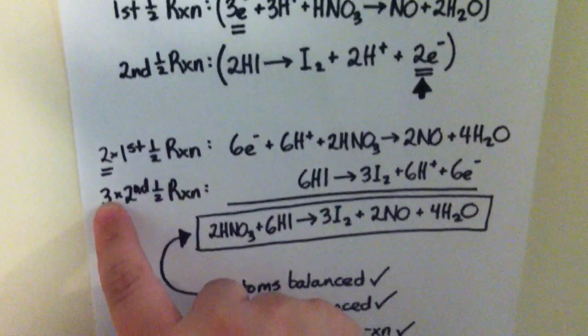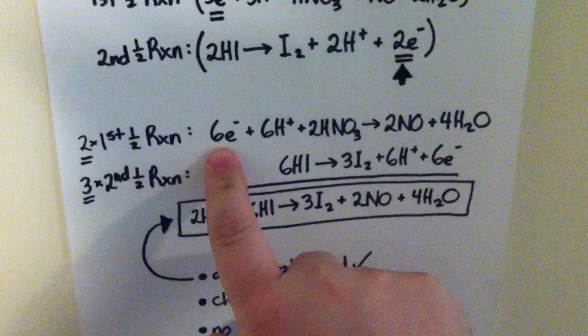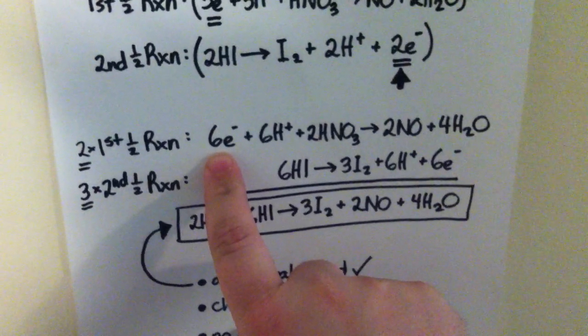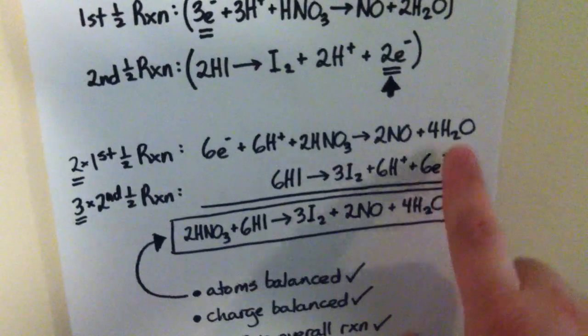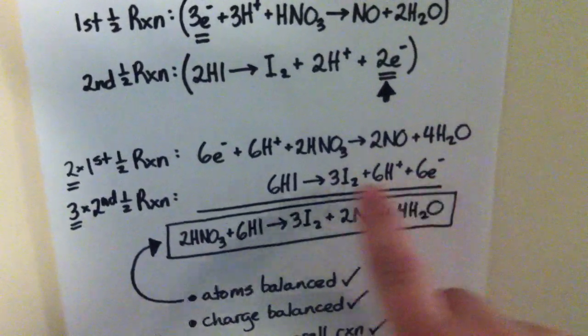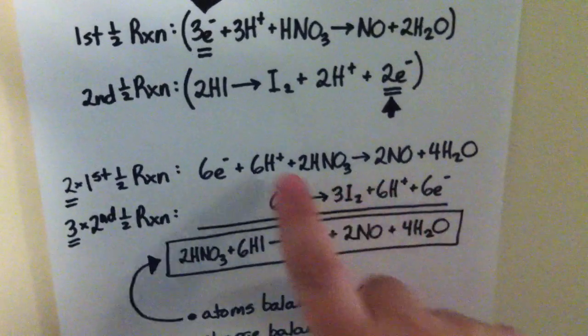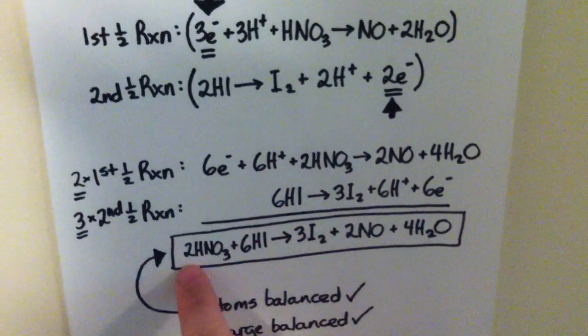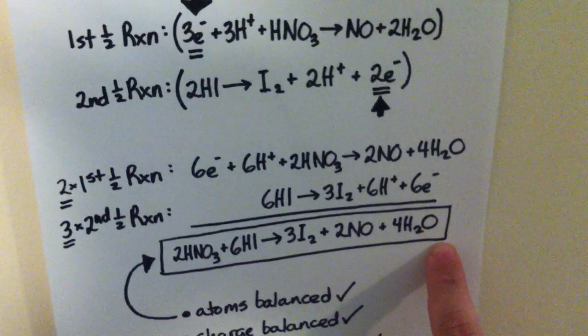So coming down and multiplying by my constants, I get 6 electrons that are picked up in the first reaction, 6 electrons released in the second reaction. Adding these two reactions together, I get my electrons that are going to cancel out. My H pluses cancel. What I end up with is my overall reaction here on the bottom.